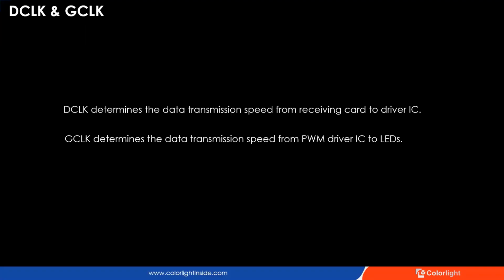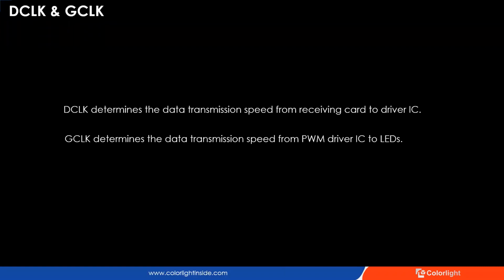DCLK and GCLK are two of the most frequent questions I get asked all the time. DCLK refers to data clock. It determines the data transmission speed from the receiving card to the driver IC. GCLK refers to grayscale clock. It determines the data transmission speed from the driver IC to the LEDs. A regular driver IC does not have GCLK. The LED Vision software will not show the GCLK option either if you are using a normal driver IC.